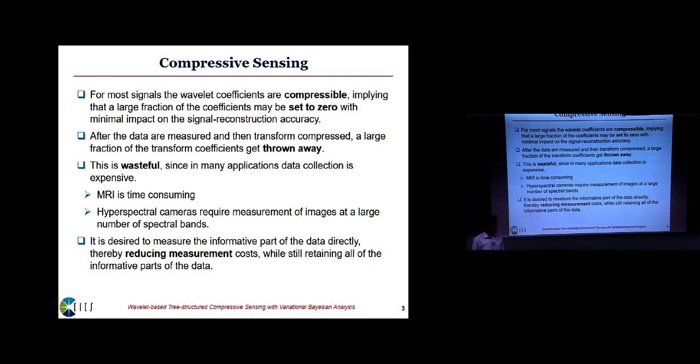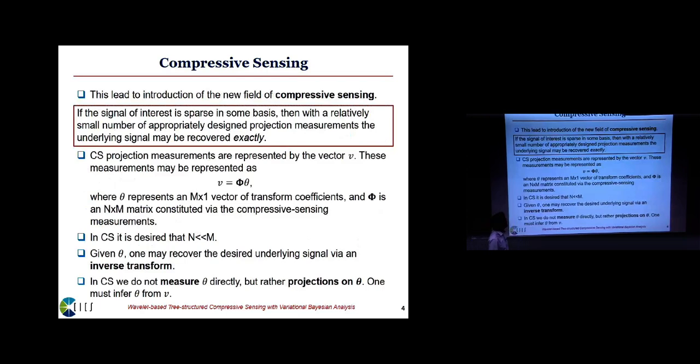So one might think that it's useful to only measure the informative parts of the data and reduce the number of measurements that we need to have. This leads to the idea of compressive sensing. In compressive sensing, we assume that the signal we have is compressible in some basis, and then we can exactly reconstruct the underlying original signal with a number of appropriately designed projected measurements. We assume that the CS measurements are V, and V is equal to phi times theta, where theta is our wavelet coefficients, and phi is the matrix, rows of which are the randomly defined projection vectors.